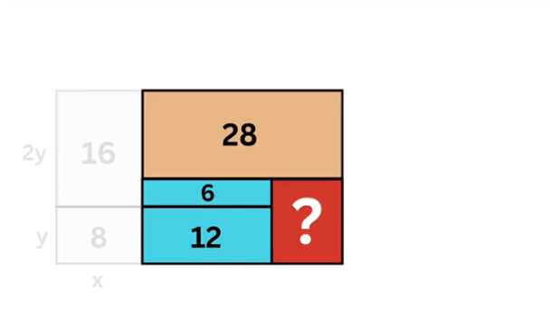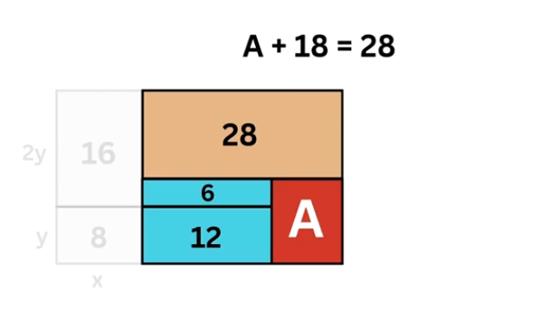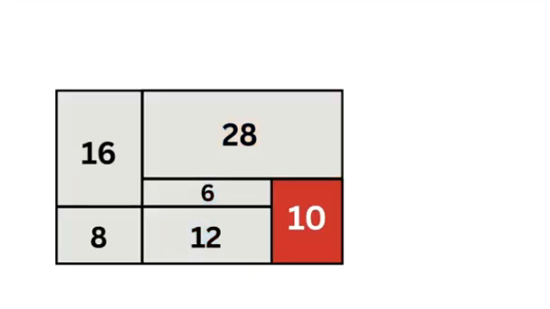So if we call the unknown area of the red rectangle a, then the total of these 3 areas is a plus 6 plus 12, and this is equal to 28. The sum of 6 and 12 is 18. So the unknown area a must be 28 minus 18, which is 10. Therefore, the area of the red rectangle is 10, and that's it.